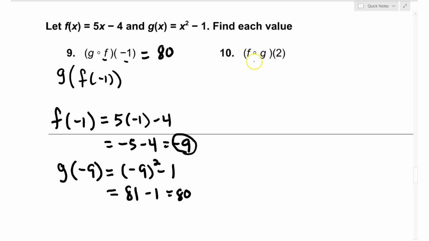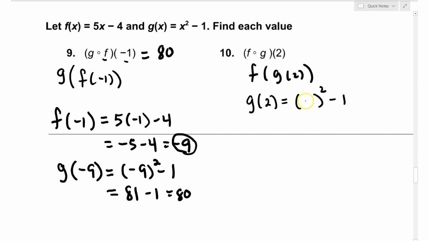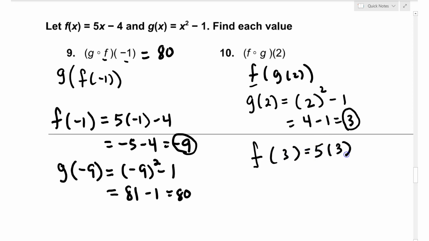For the next example, we have to do f of g of 2. So you got to figure out g of 2. In this case, it's going to be the input squared minus 1. So the input is 2. 2 squared gives you 4, minus 1 gives you 3. So now this will become the input of f. So we have f, and then our input is 3. So we have 5 times 3 minus 4. 5 times 3 is 15, minus 4 gives you 11.